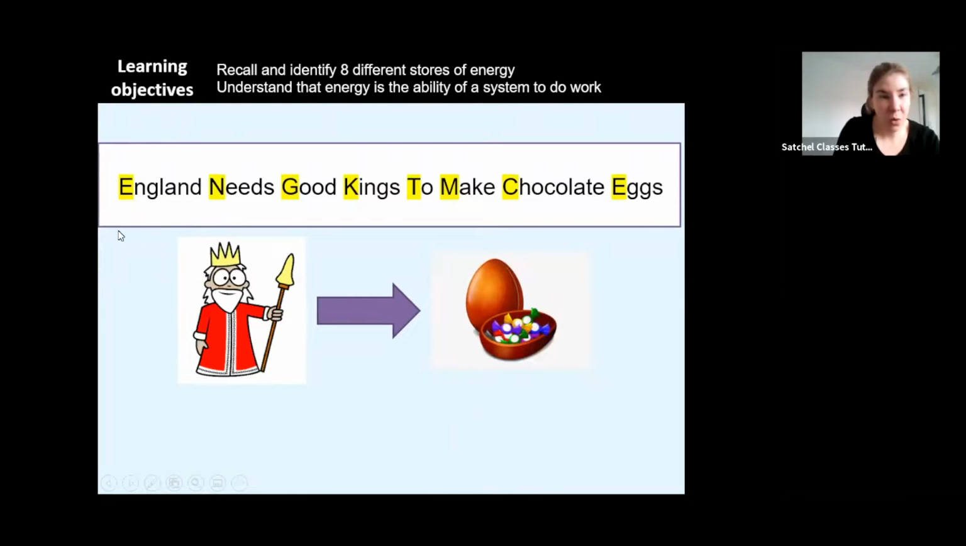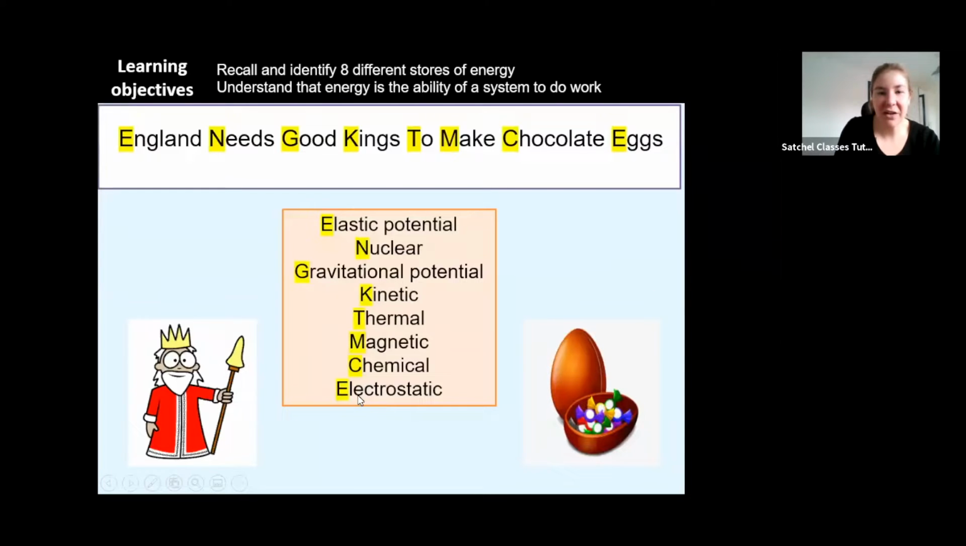What do these words stand for? Well, they stand for the energy stores. So we've got elastic potential, nuclear, gravitational potential, kinetic, thermal, magnetic, chemical and electrostatic. Okay, England needs good kings to make chocolate eggs.